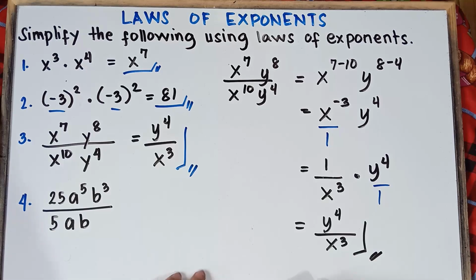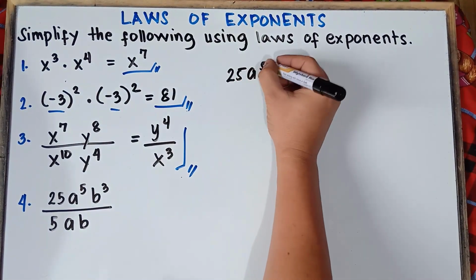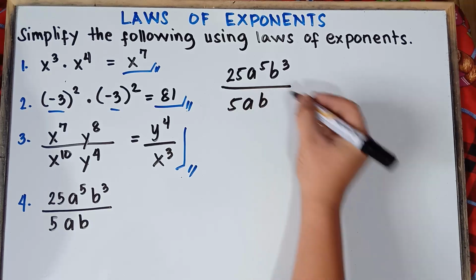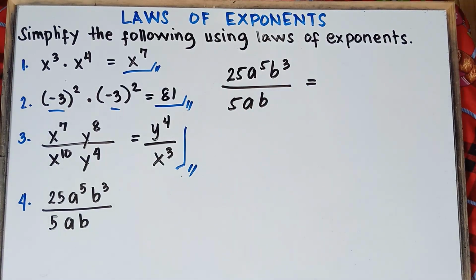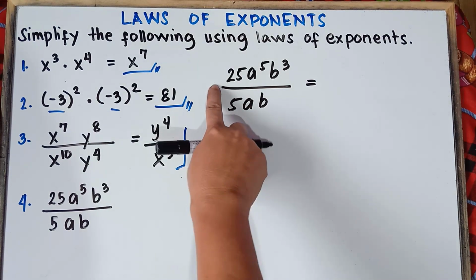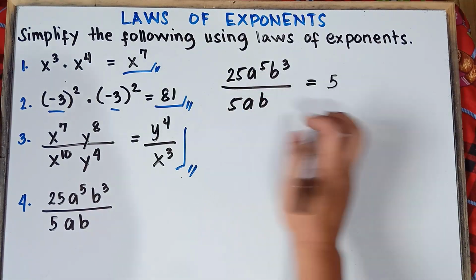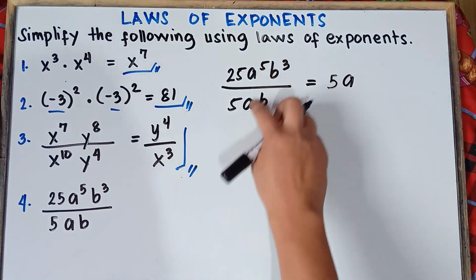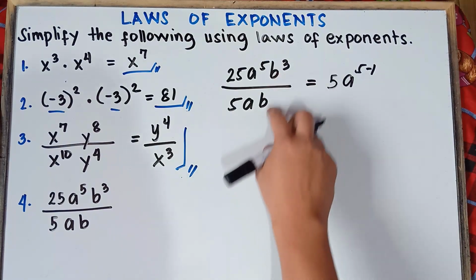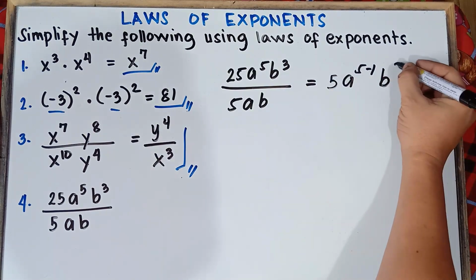So let's have example number 4. We have 25a raised to the power of 5, b cubed, over 5ab. So check if we can divide the numbers. Can we divide 25 by 5? Yup. 25 divided by 5, that is 5. And then same base, same a, copy a, and then subtract the exponent, 5 minus 1. Same base, same b, copy b. Subtract the exponent, 3 minus 1.